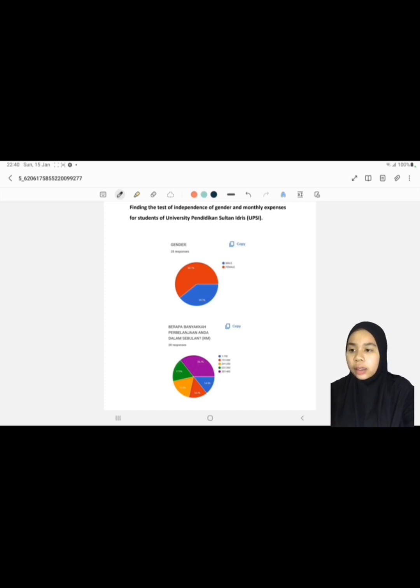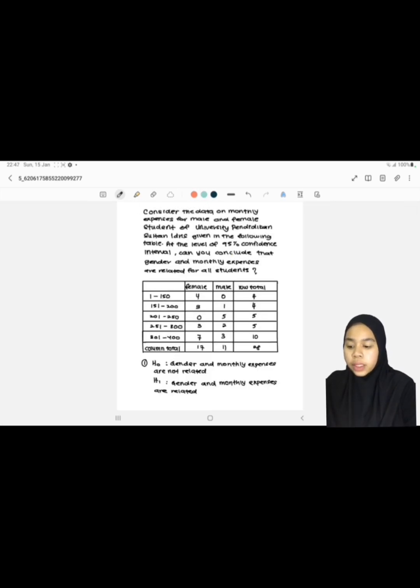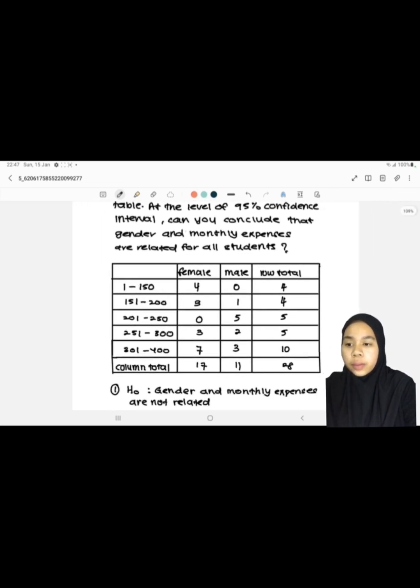Here are the data for gender and monthly expenses. From these two data, we consider that the data on monthly expenses for male and female students were given in the following table. And the question is, at the level of 95% confidence interval, can you conclude that gender and monthly expenses are related for all students?